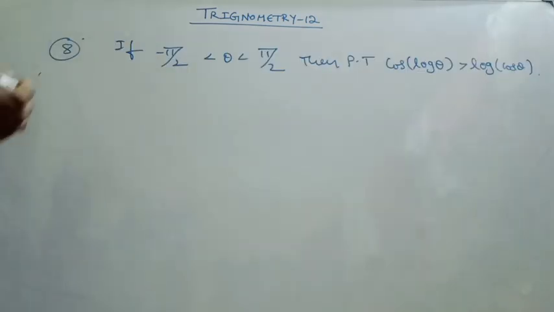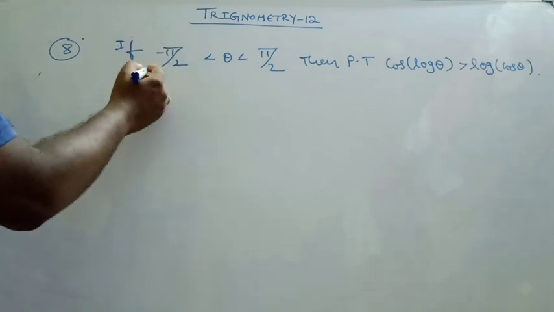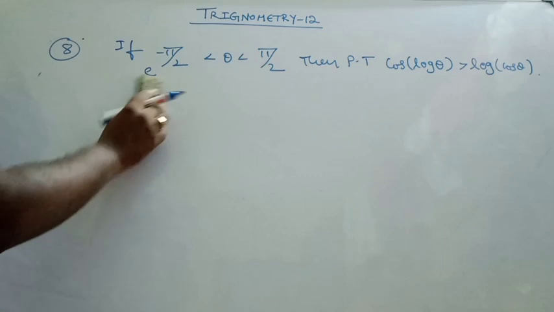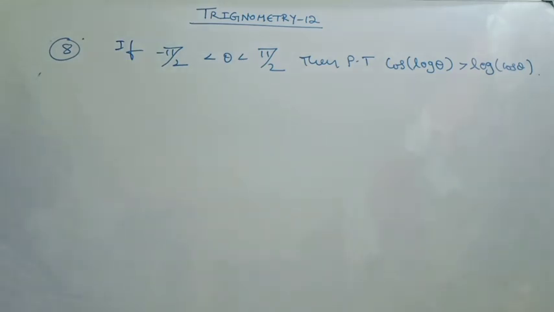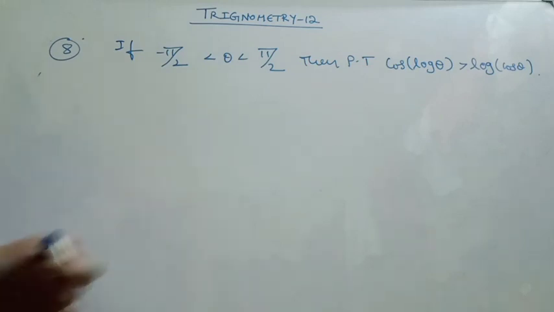Now see one more problem. If minus pi by 2 is less than theta less than pi by 2 (in the material it is given as e power minus pi by 2, that is wrong; it is only minus pi by 2 less than theta less than pi by 2), then prove that cos of log theta is greater than log of cos theta.